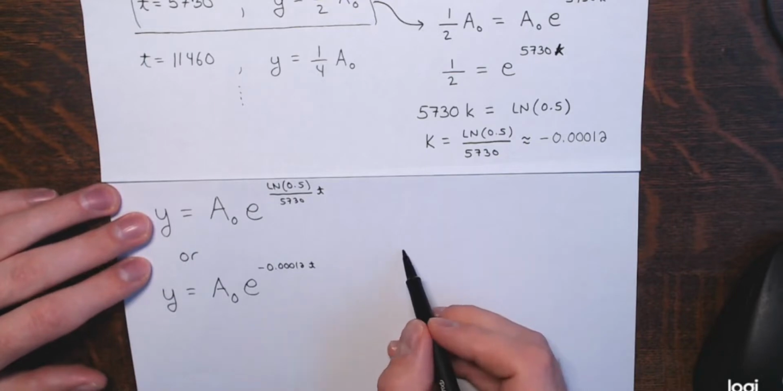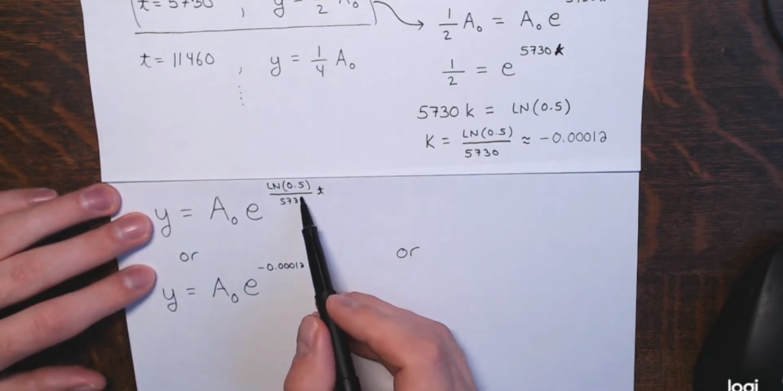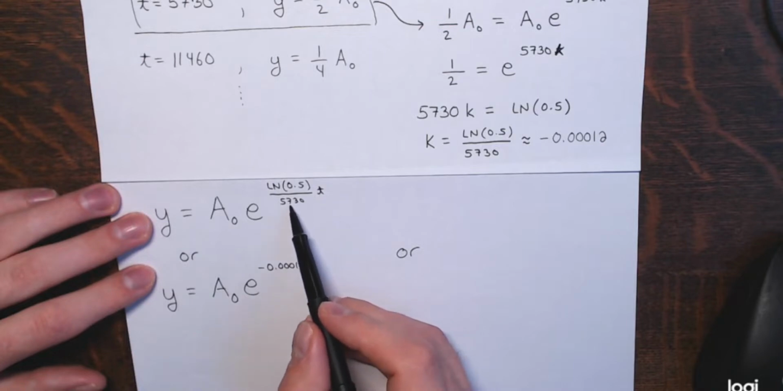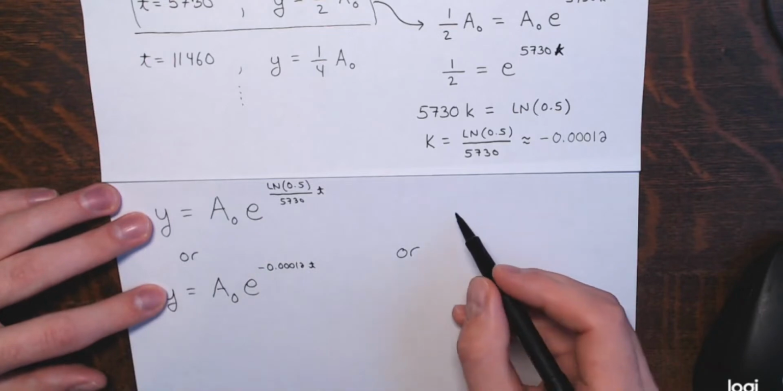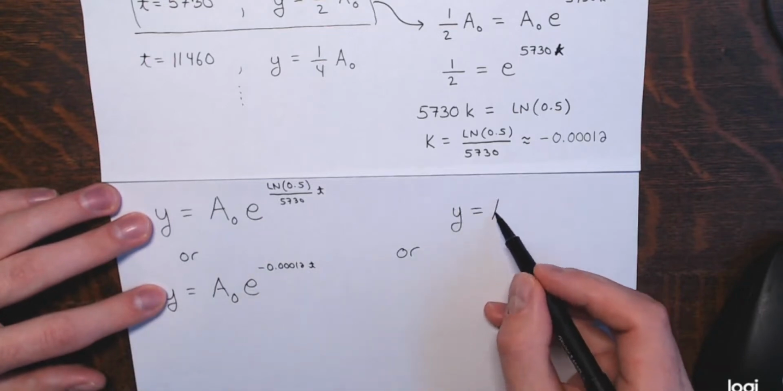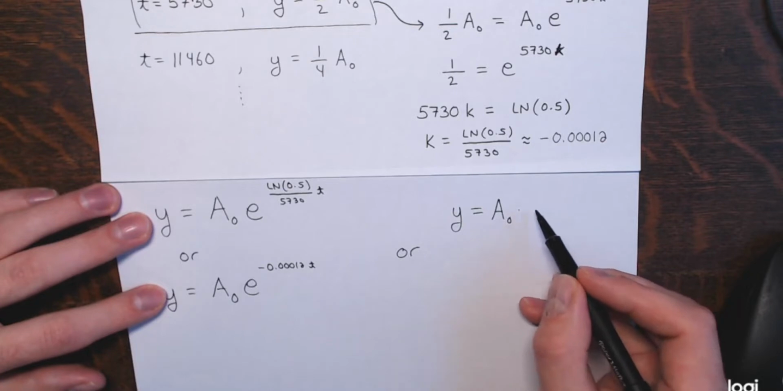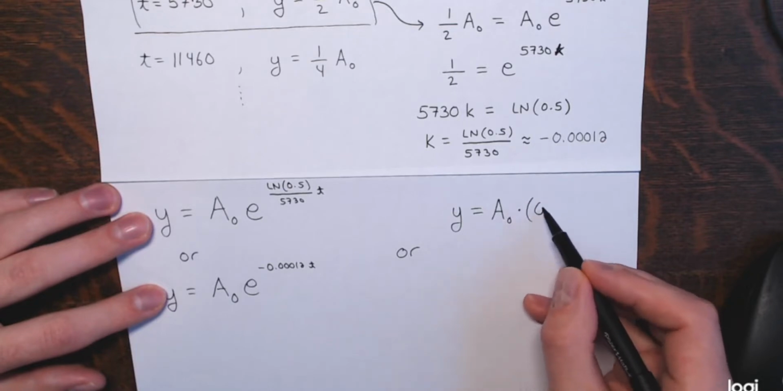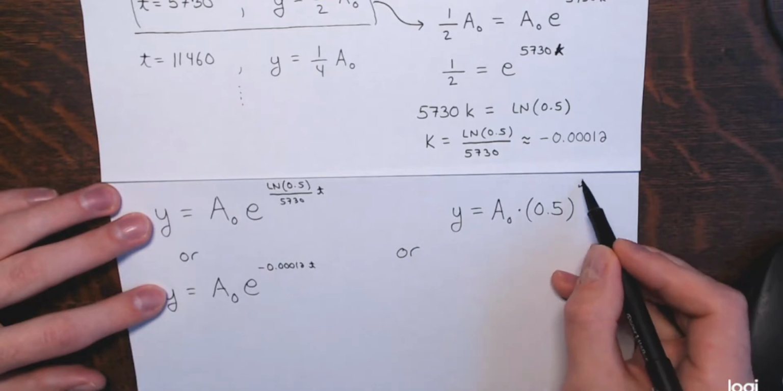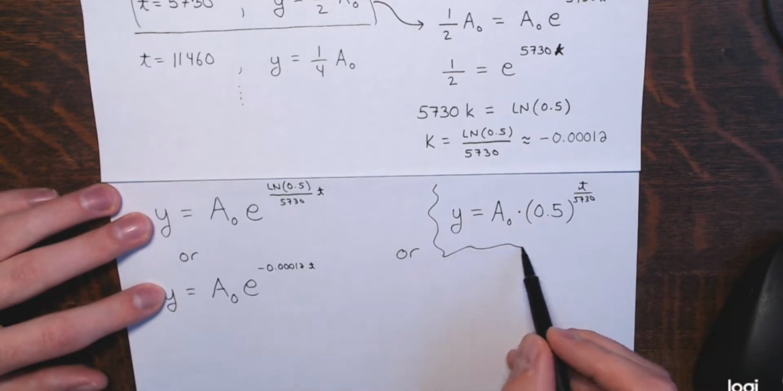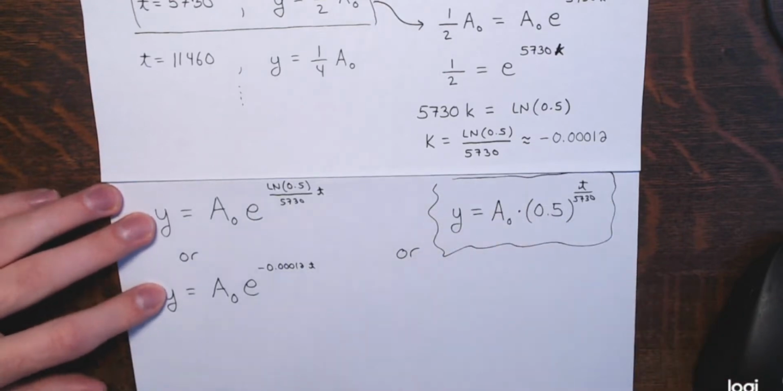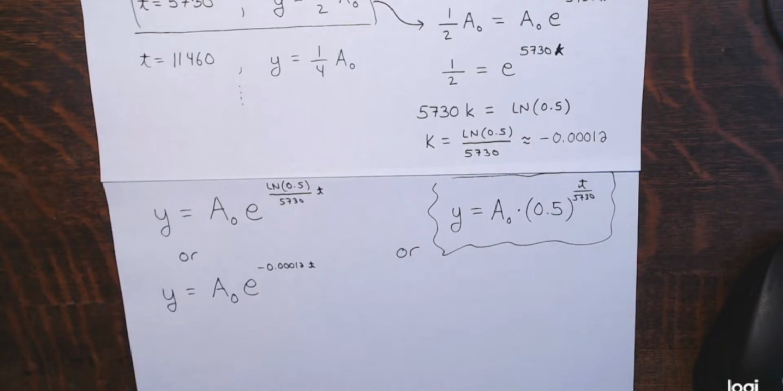Or take the T over 5,730, put it in as a power, and then get rid of the e and log using the inverse rule. And we have Y equals A sub 0 times 0.5 to the T over 5,730 power. Either one of these is fine. I personally like this last one. I like the ones I get after I get rid of e and natural log. But all of these are totally valid. Every single one of them.